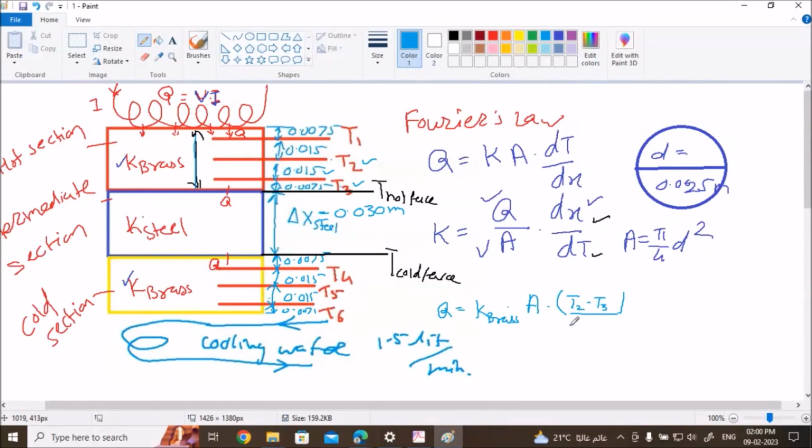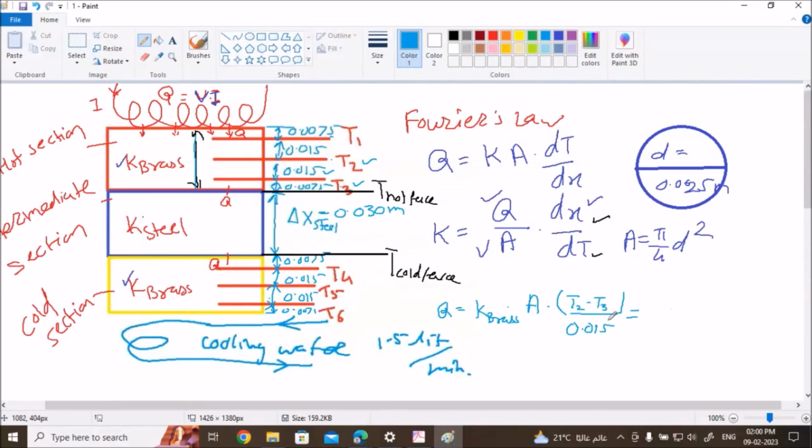It is 0.015. If I choose T1 minus T3, then I have to choose the distance between T1 and T3, which is 0.03, that's the addition of these. So it is up to you to choose.